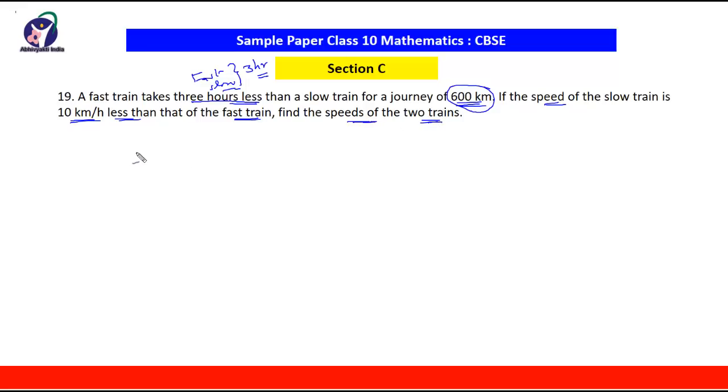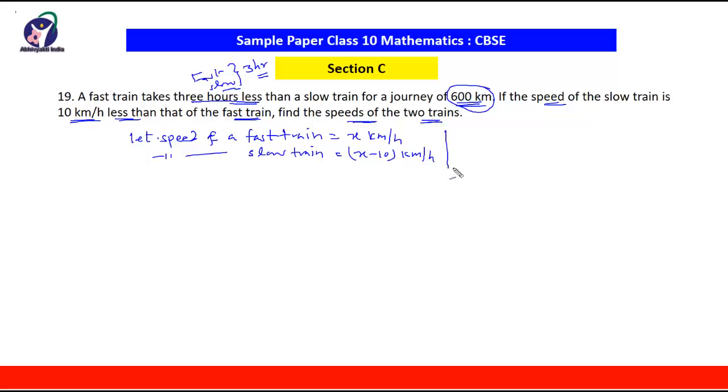So first we will assume the speed of a train to be x km per hour. So let the speed of the fast train be equal to x km per hour, and therefore the speed of the slow train will be equal to x minus 10 km per hour.